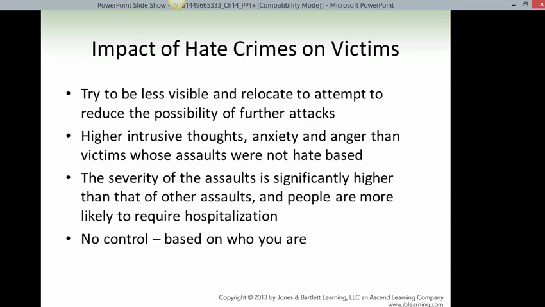Impact of hate crimes on victims. Try to be less visible and relocate to attempt to reduce possibility of further attacks. Higher intrusive thoughts, anxiety, and anger than victims whose assaults were not hate-based. The severity of the assaults is significantly higher than that of other assaults, and people are more likely to require hospitalization. No control based on who you are. That ends this narrated version of this PowerPoint presentation.